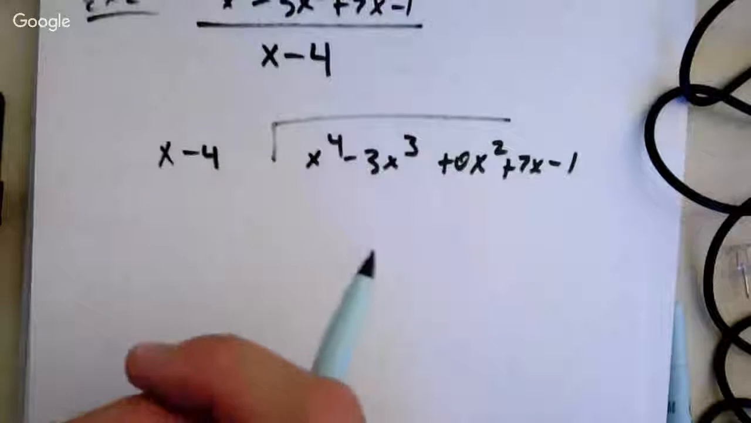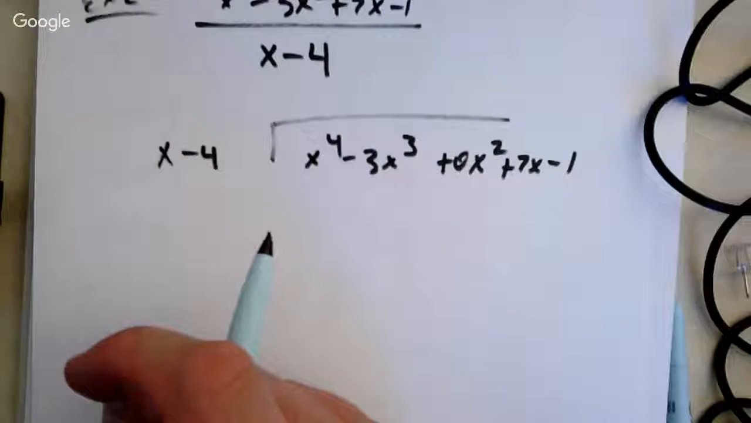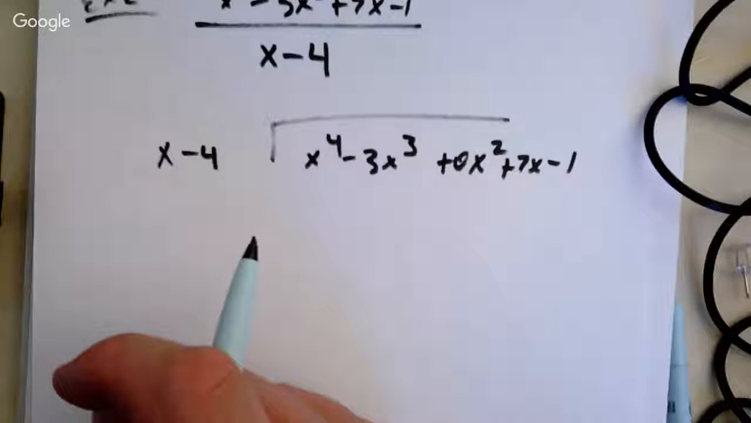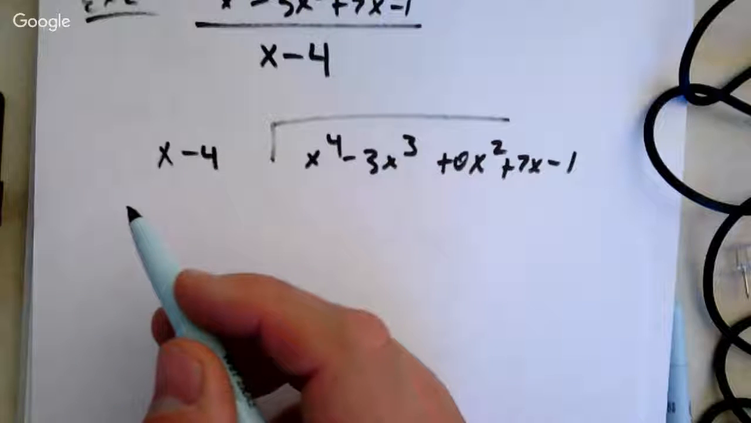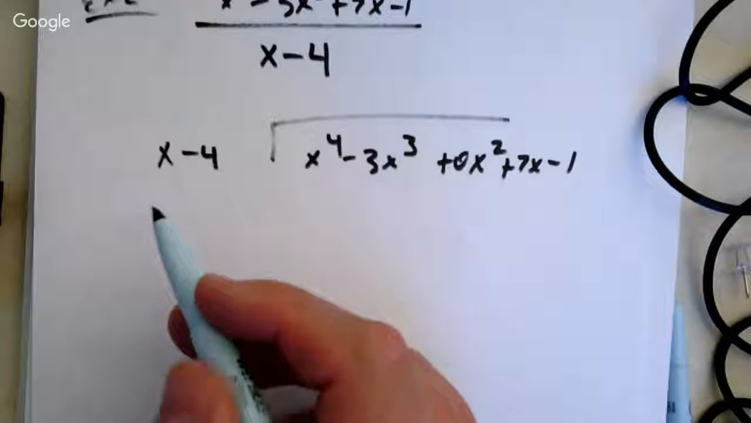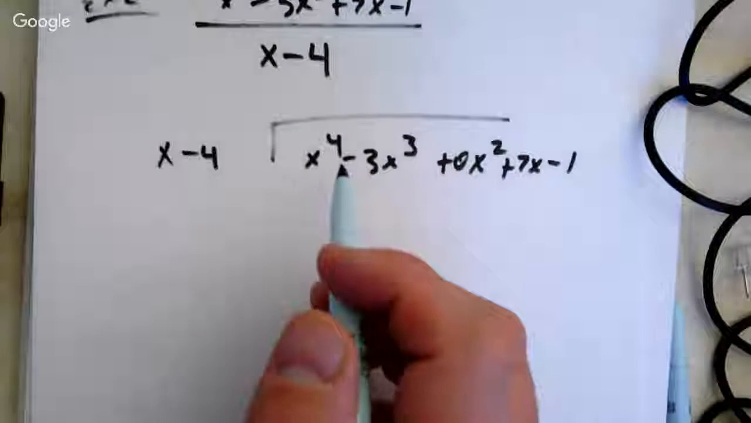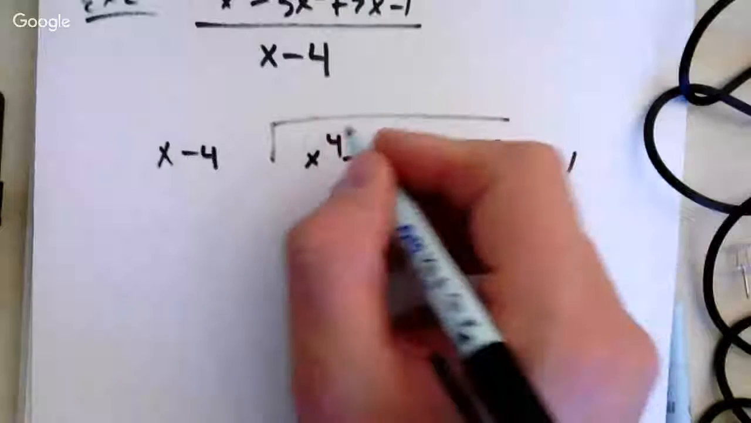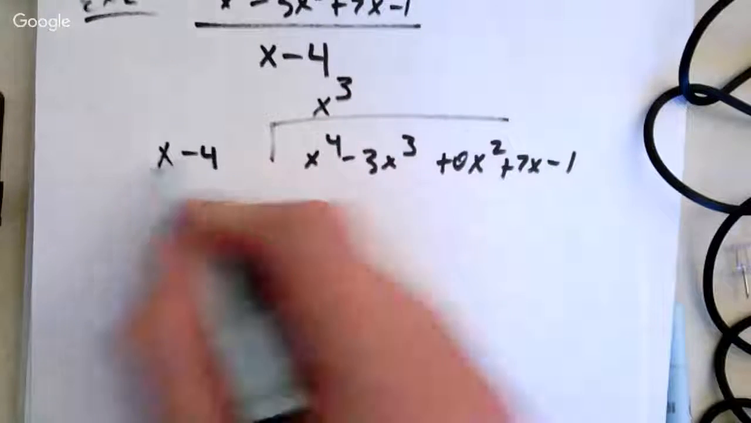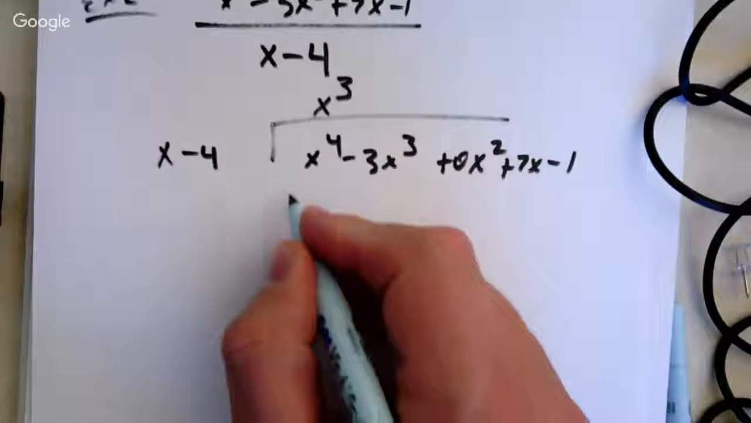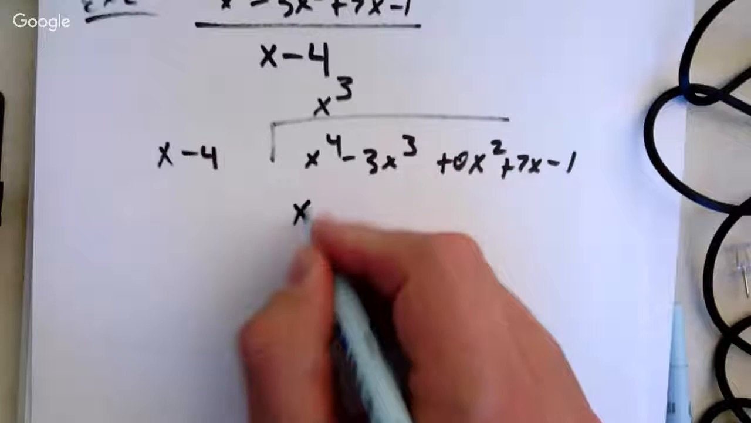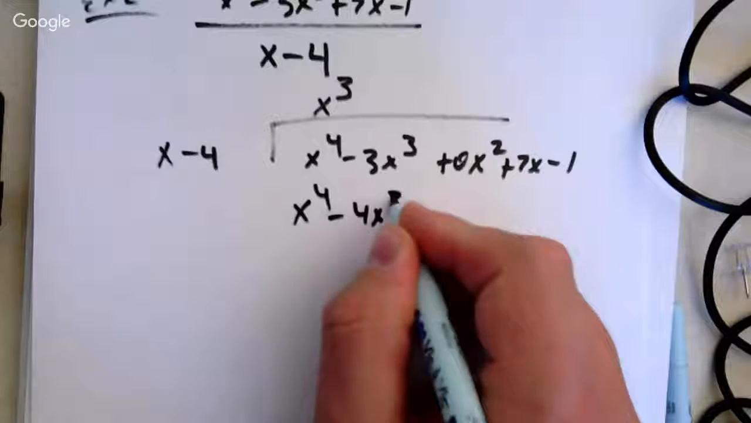What question am I going to ask next? Braden, you got it? Rachel, what am I going to ask next? And what is it? X cubed, right. X times what gives you x to the fourth? X cubed. So then I multiply everything by x cubed here. So that gives me x to the fourth minus 4x cubed.